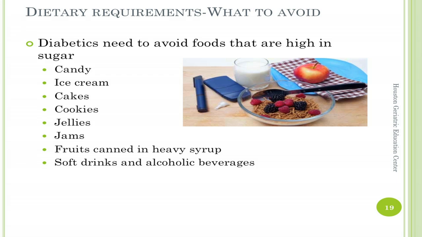And that's mostly going to be fresh vegetables, fresh fruit, dairy products, and then protein that would not cause their blood sugar to be elevated.